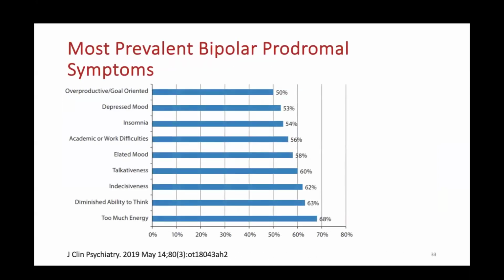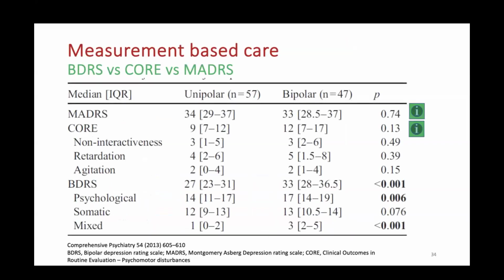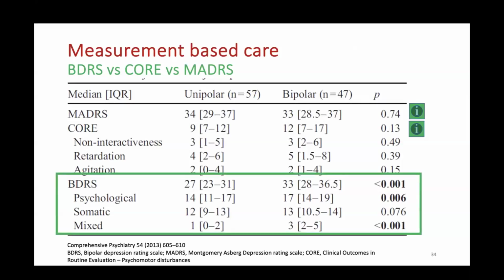So these are the most prevalent bipolar prodromal symptoms, from too much energy, racing thoughts, indecisiveness, talkativeness, insomnia, to being overproductive and goal directed. So, not important.